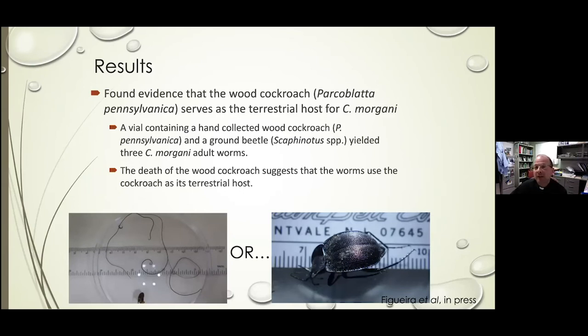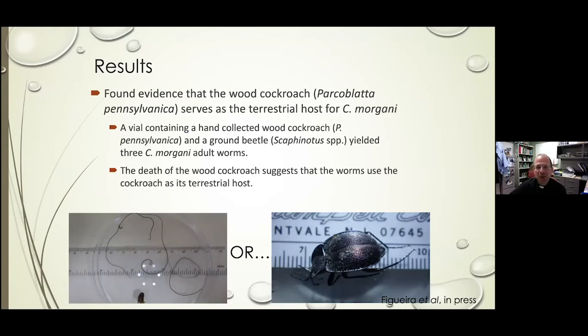Okay, so we did find evidence that the wood cockroach, Parcoblatta pennsylvanica, serves as a terrestrial host for the horsehair worm. I had a vial that I was collecting insects in, and I saw this little roach running by, and I also saw this beetle running by. So I grabbed them, threw them in the vial, and brought them back to the lab, and sort of forgot about it until the next day when I saw worms had emerged in the vial, and there was a dead roach, and the beetle was still alive.